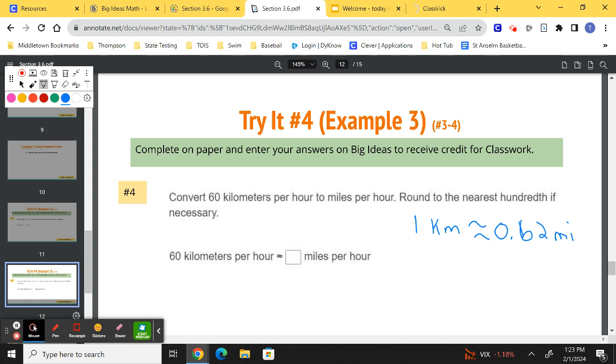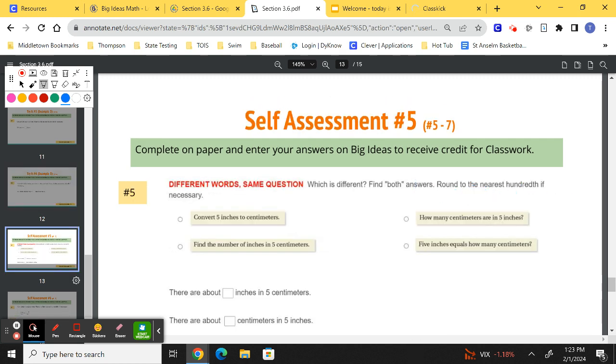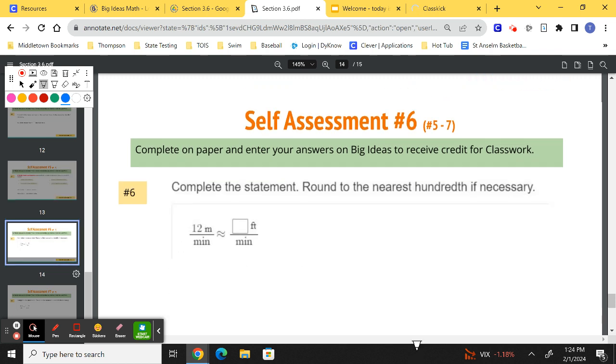All right, so now we've got self-assessment number 5. You're going to look up inches to centimeters. 1 inch is 2.5. Yes, very good. Don't forget the about sign. Someone said it was 2.25 in science class. No, I want you to show it to me. So 1 inch should be 2.5. All right, for number 6, it's meters to feet.